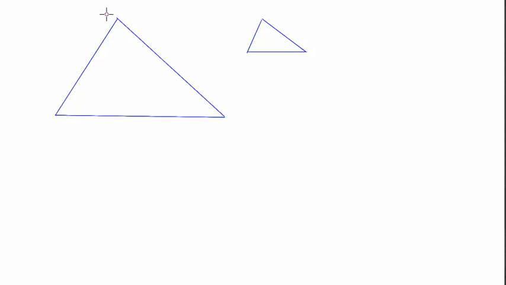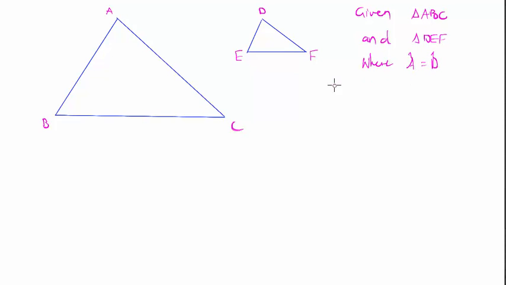So you are going to be given triangle, so they will probably tell you given triangle ABC and triangle DEF, where angle A is equal to angle D, angle B is equal to angle E, and angle C is equal to angle F. So this is what they give you, two triangles with equal angles. Okay, and here's going to be the proof.